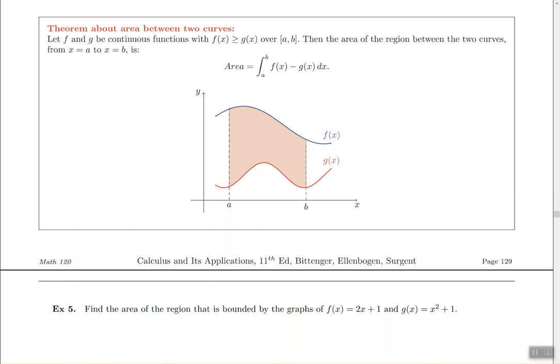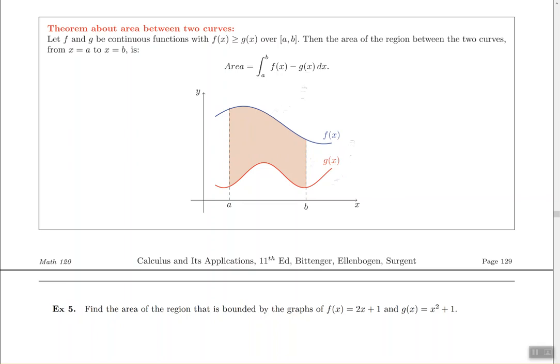The final topic in this section is about the areas between two curves. Suppose you have a curve called f of x on top and a curve called g of x on the bottom, and you want to know how much space there is between the two curves. Well, it turns out that this is nothing but an integral. So just find the integral and you're basically finished.